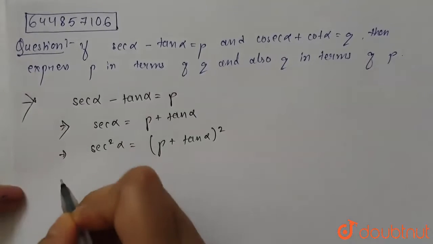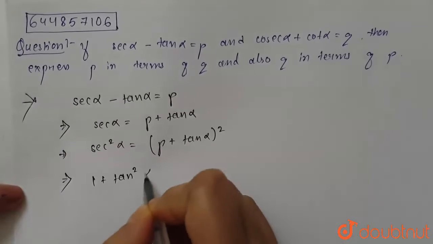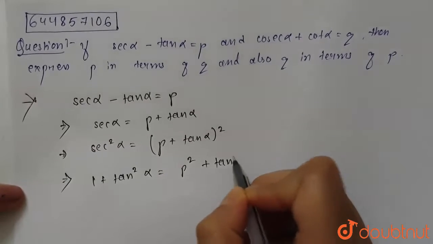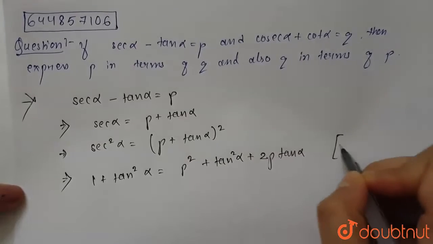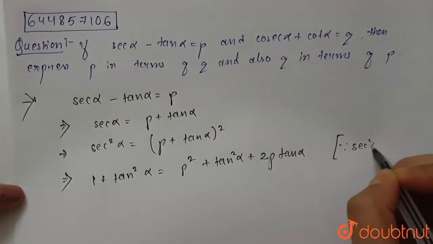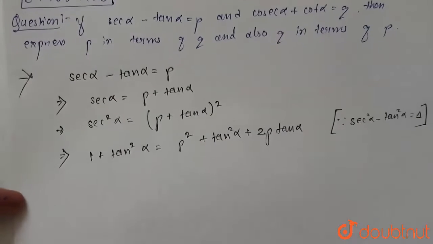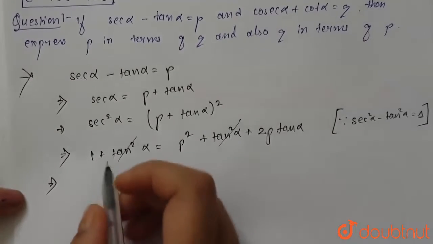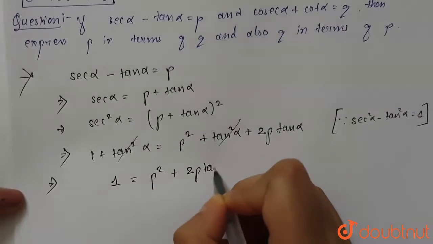From here, sec square alpha can be written as 1 plus tan square alpha, and this side will be, by a plus b whole square is a square plus b square plus 2ab, p square plus tan square alpha plus 2p tan alpha, since we know that sec square alpha minus tan square alpha is equal to 1. Now from here we can see that tan square alpha and tan square alpha get cancelled, so we get 1 equals p square plus 2p tan alpha.